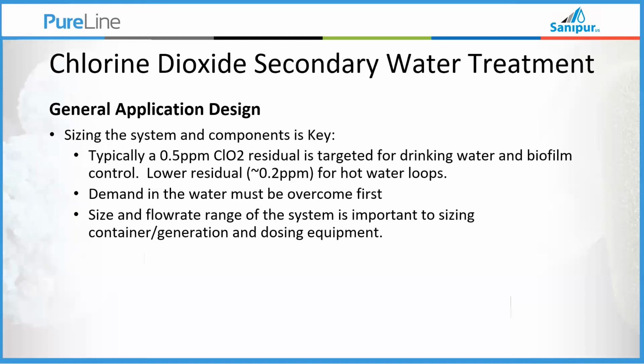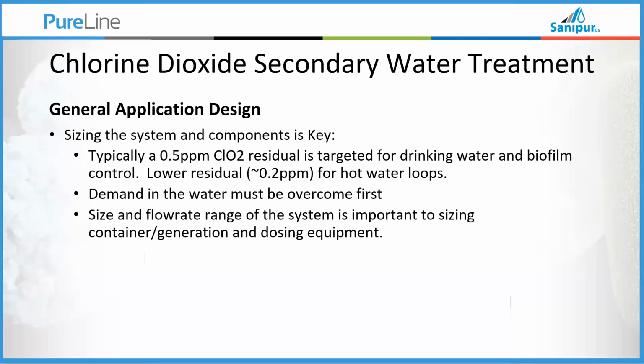General application design. So again, the typical target is about a 0.5 ppm residual. Depending on the systems, the application, the condition of the piping system, lower residuals may be just as effective, but a 0.5 is a good place to start. Hot water loops can typically be lower. The warmer water makes the molecules more active. Chlorine dioxide is more effective at lower dosages, so a 0.2 ppm is usually a target residual in a hot water loop.